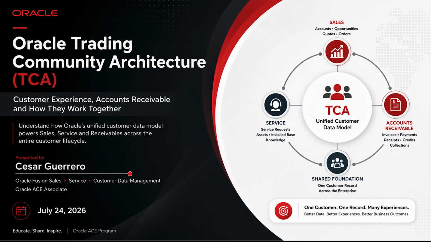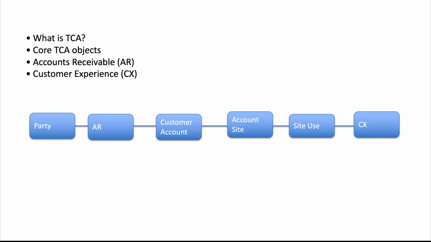fully if they want to do full cloud fusion. So first, what is TCA? Let me give you my overview of TCA. It is the trade community architecture, which is the shared architecture between the different modules. So when you have an account, that account can be shared across CX, ERP, HCM, and TCA is at the highest level. That is my understanding of TCA.